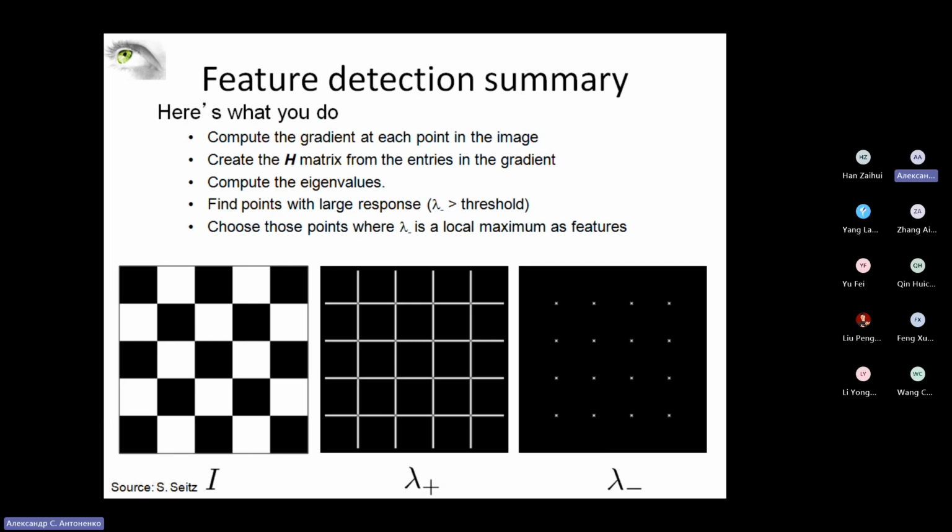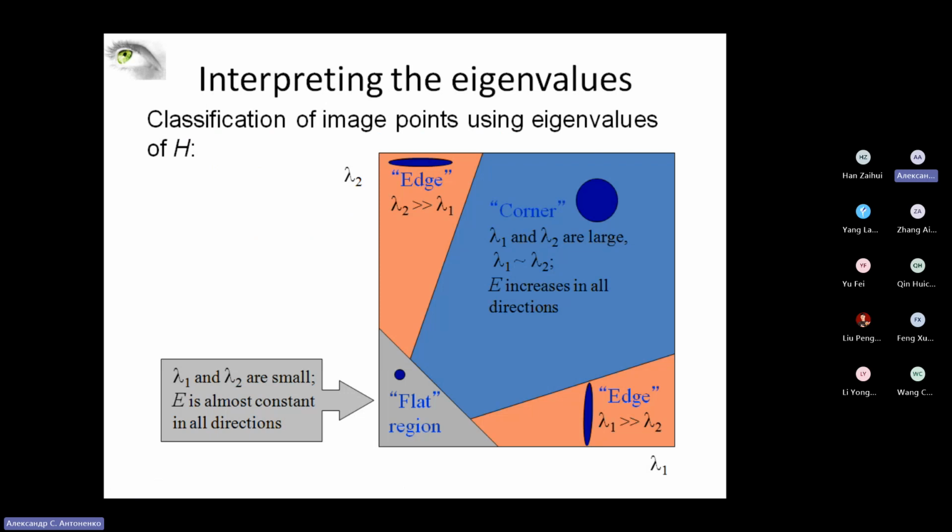So what should we do to detect our features or corners? We should compute the gradient at each point in the image. We should create this H matrix. We should compute eigenvalues, and we should find points with a large response where lambda minus is large. And we should choose the points where lambda minus is a local maximum as features. But it's better not so.